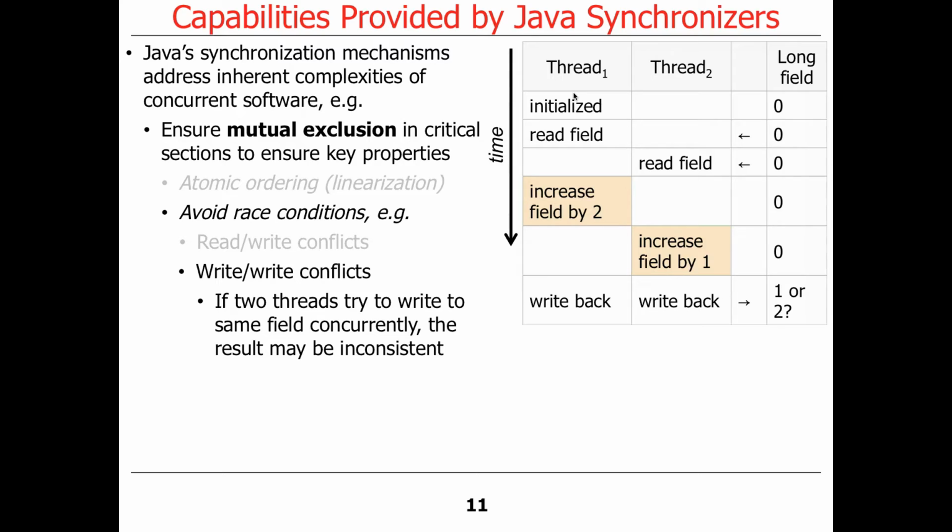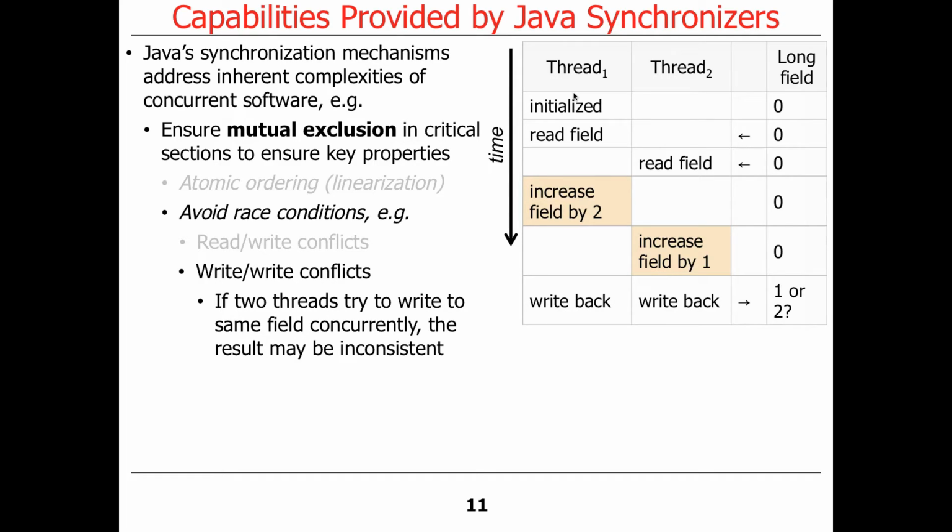So similar scenario, we start out with a long initialized to 0. We read from it in thread 1. We read from it in thread 2, so they both have zeros. Thread 1 increments the field by 2. Thread 2 increments the field by 1. And then they both write back at the same time. And the question is, is the value 1 or 2? It depends. It's a race, right? So actually, whoever gets there second wins, because whoever gets there second, their value will be the one that sticks. So these are some examples of race conditions.